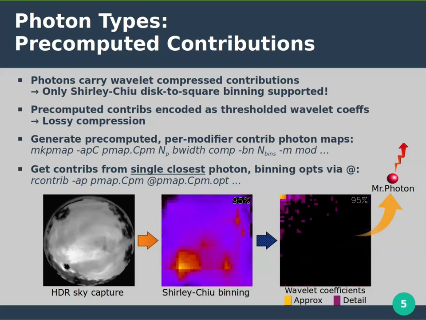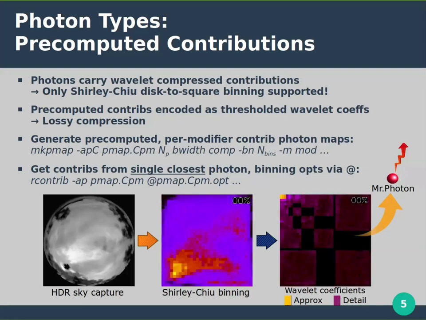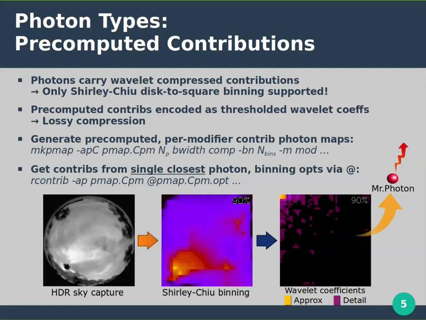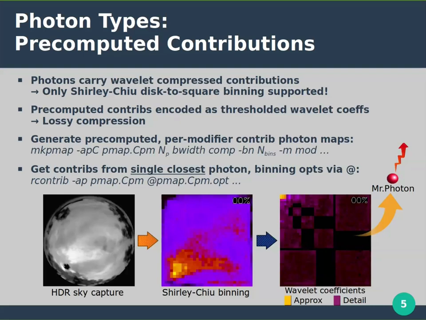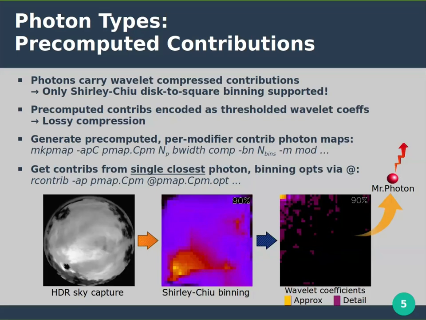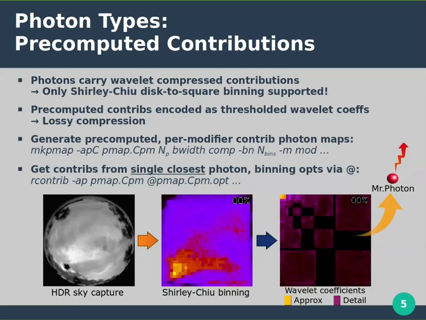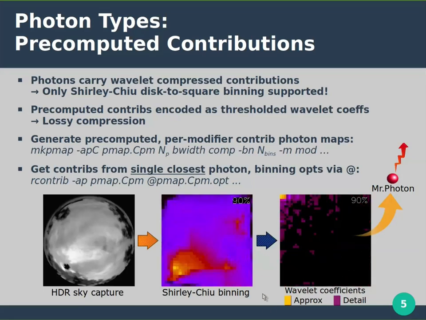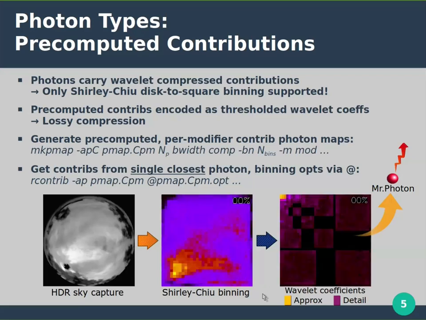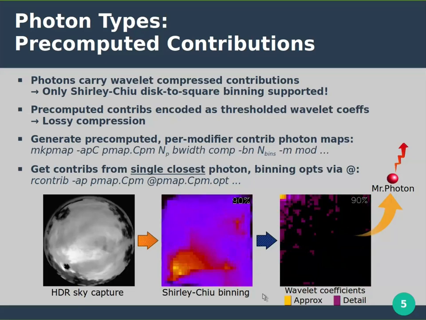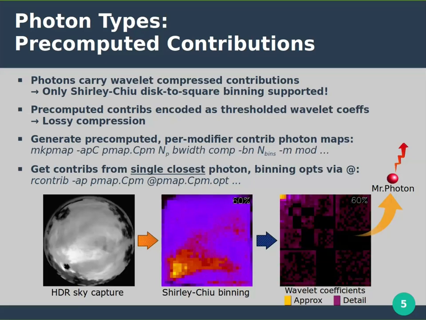Obviously, if you store this without any compression, you're going to get a huge bunch of data. So this uses a wavelet compression scheme to effect a lossy compression on the bin contributions. In the middle there, you've got the binning from a measured sky model. This uses Shirley-Chiu binning, and unfortunately, this is hardwired into the scheme because the wavelet transform needs a two-dimensional square matrix to operate on.